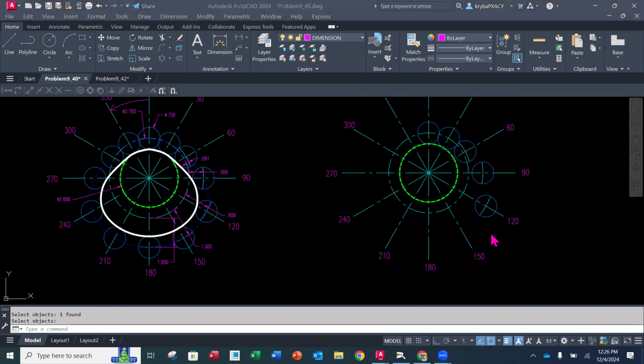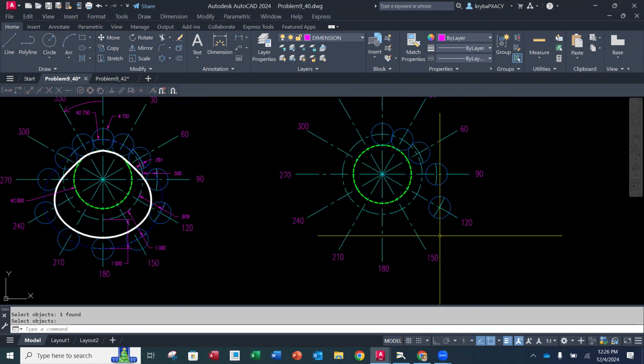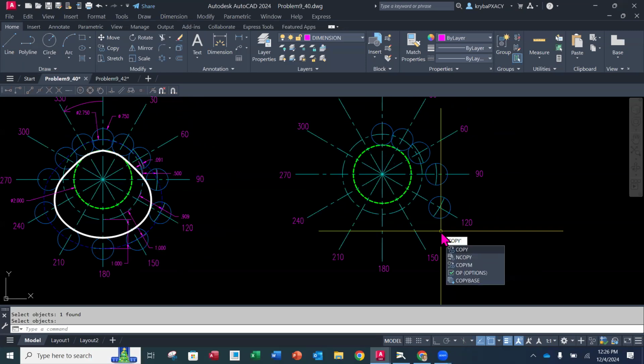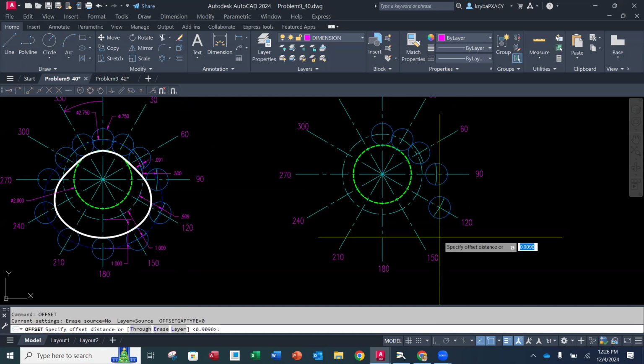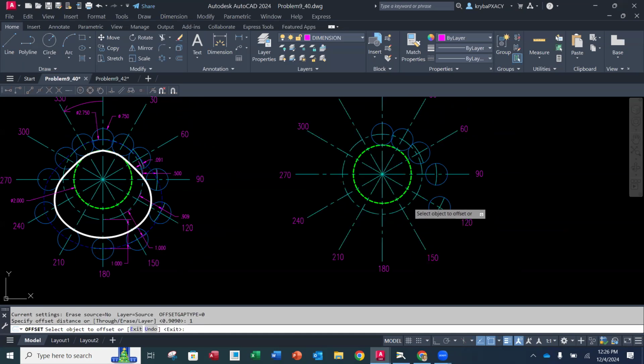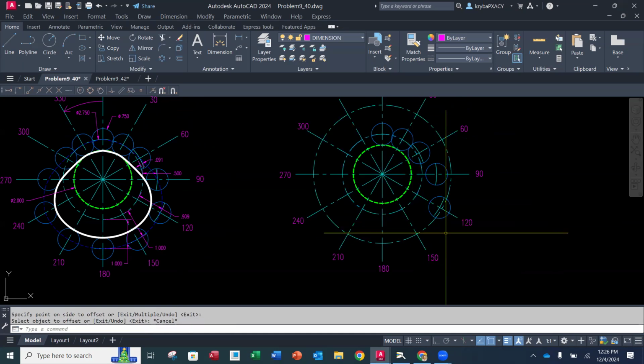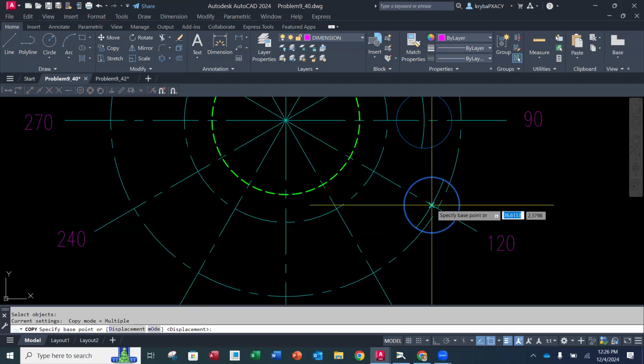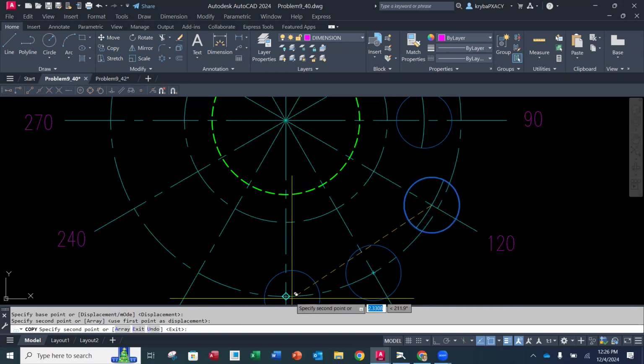So I am going to do the next one. So 150 is 1 inch. So I'm going to do an offset here. And then 180 is also 1 inch. So both of those will be at the same position. So from here to there.